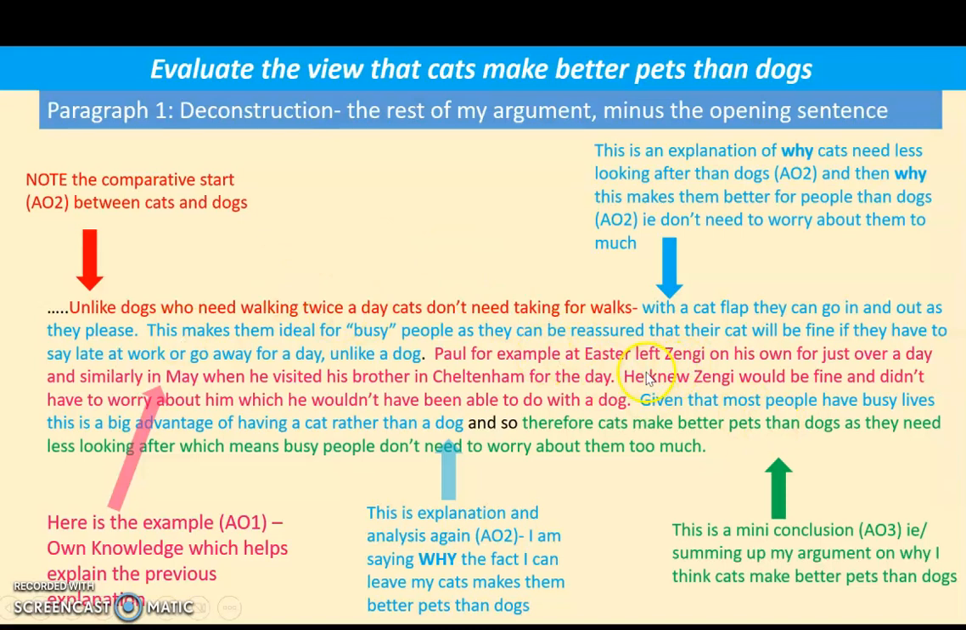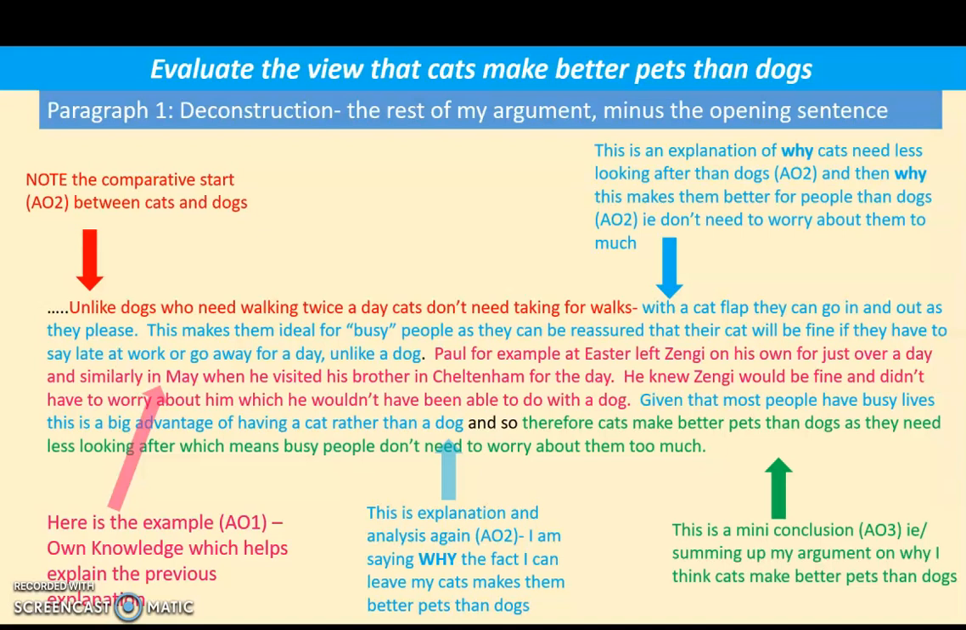Okay, and then I've got "he knew Zengi would be fine and didn't need to worry about him", which again, that might have to be in blue actually. It's a bit of an explanation, isn't it, about why these examples show that cats are better than dogs. And given that most people have busy lives, this is a big advantage to having a cat rather than a dog. So that bit, and the bit where it starts with "he knew Zengi would be fine", that really should be blue. This is all AO2. This is saying why cats are better. Okay, why that example shows that cats are better than dogs, and why that example fits into my argument.